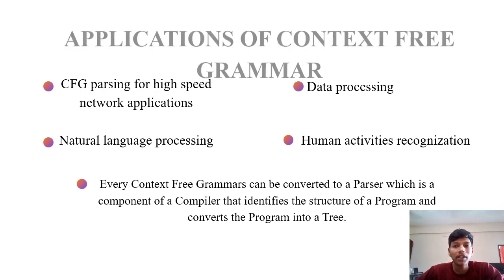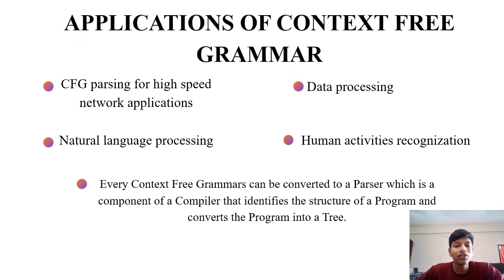Now let's see applications of context-free grammar. The first one is CFG parsing for high-speed networking applications. CFG is used for high-speed network applications, and it is also used for data processing, and in natural language processing, and again it is used in human activity recognition such as voice recognition, speech recognition, etc. And the final one, every context-free grammar can be converted into a parser, which is a compiler, and it identifies the structure of the program and converts it into a tree.